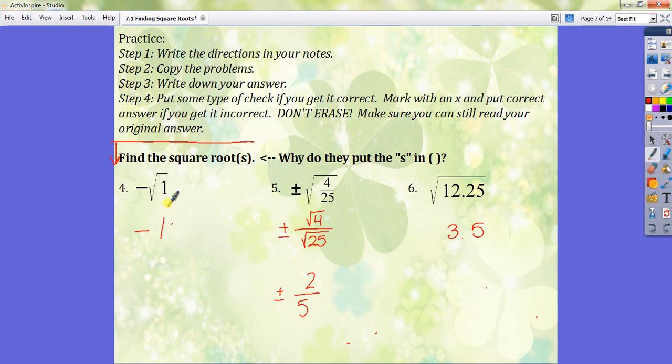So you did these, and I had a lot of people try to tell me 0.5 on this one. It's easy to try to cut it in half or divide by 2, but the square root is the opposite of squaring, which isn't dividing by 2.